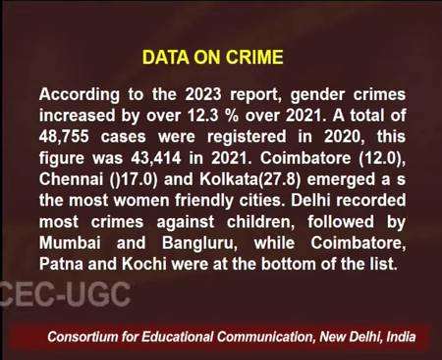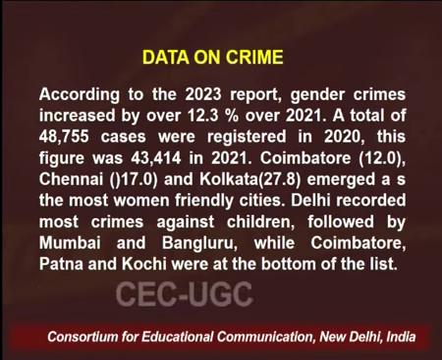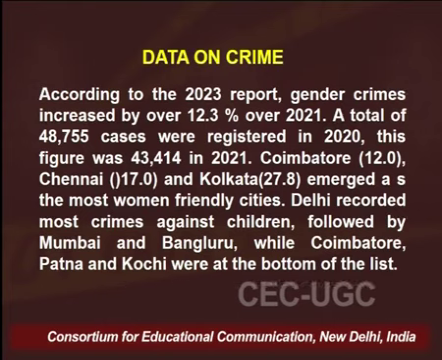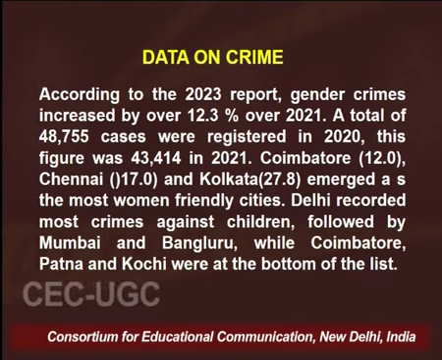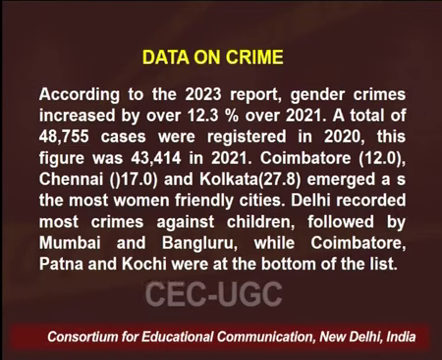Coimbatore, Chennai and Kolkata emerged as the most women-friendly cities. Delhi recorded the most crimes against children, followed by Mumbai and Bengaluru, while Coimbatore, Patna and Kochi were at the bottom of the list.